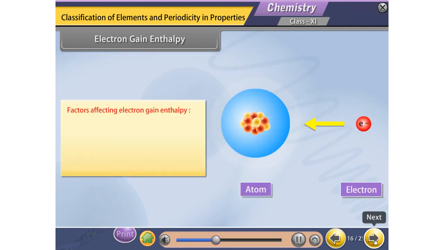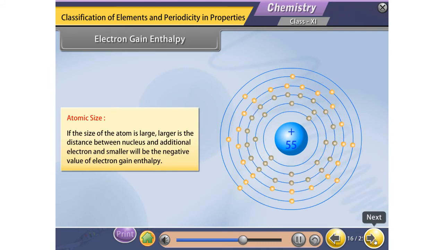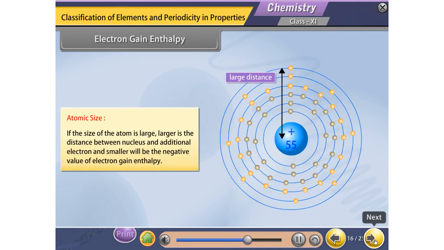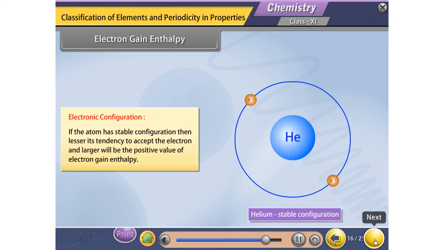Factors affecting electron gain enthalpy. Nuclear charge. The greater the magnitude of nuclear charge, the greater will be the attraction for the incoming electron, so that larger will be the negative value of electron gain enthalpy. Atomic size. If the size of the atom is large, the distance between the nucleus and the additional electron is large, and smaller will be the negative value of electron gain enthalpy. Electronic configuration. If the atom has a stable configuration, then lesser is its tendency to accept an electron, and larger will be the positive value of electron gain enthalpy.